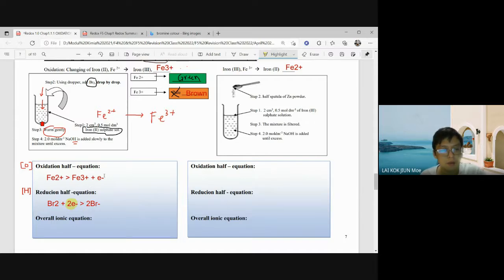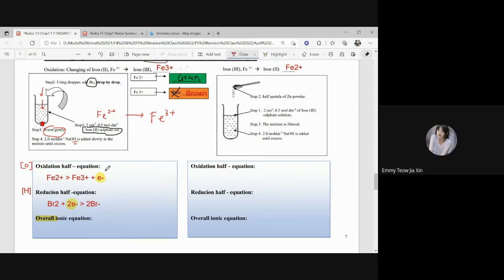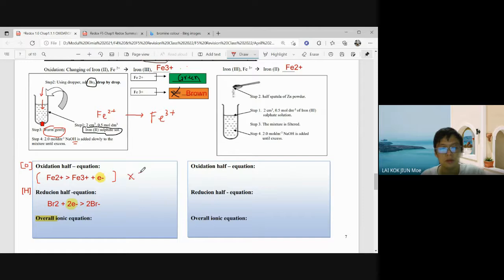If oxidation donates electrons, now can we combine them, Amy? To become overall, how are we going to combine it when the electrons are not the same? Here it is 1 only, here it is 2. Can I combine? Cannot. So I have to balance it first. So for the first one, Fe, I have to multiply by 2. Very good. The whole thing times 2. So that when you have the same electrons, then you can combine.